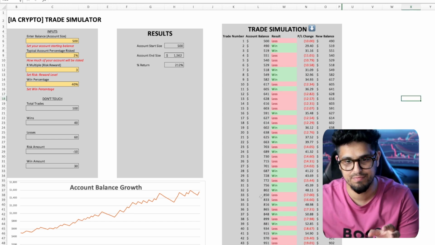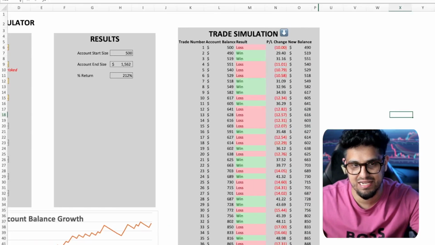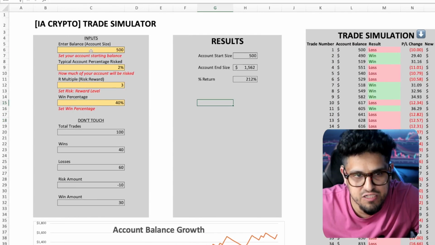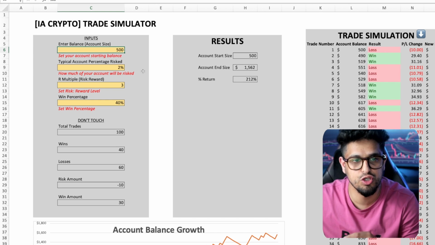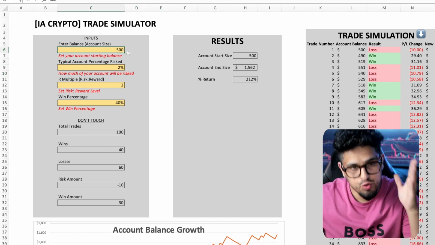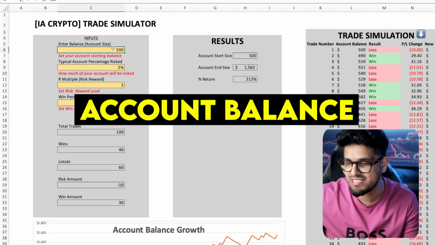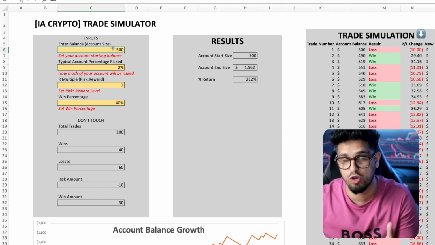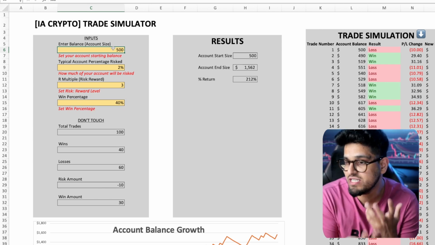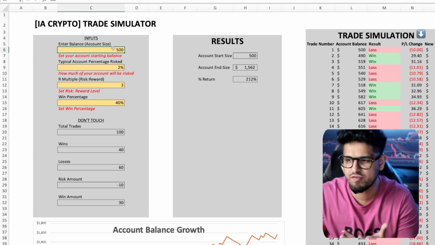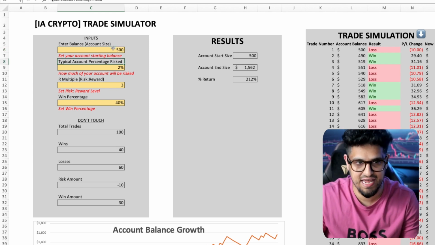Now let's break down exactly what we need to do with this simulator and what it explains to us. So the first thing you're going to want to do, and I've built this from scratch for you guys, is enter the balance of your account. So let's say you're starting an account with $500, right? If you're starting your account, you're probably starting with a limited amount. So you manage to save up your first 500, you go ahead and enter it in here.